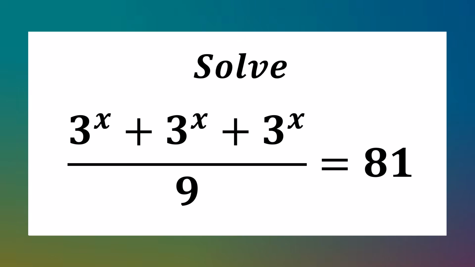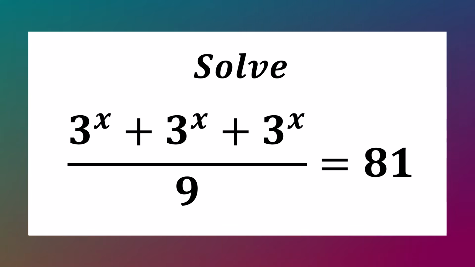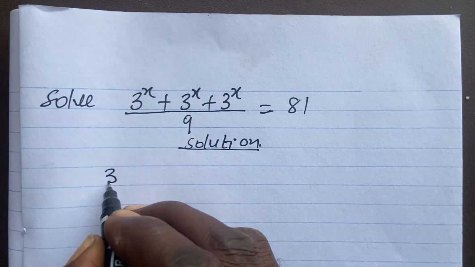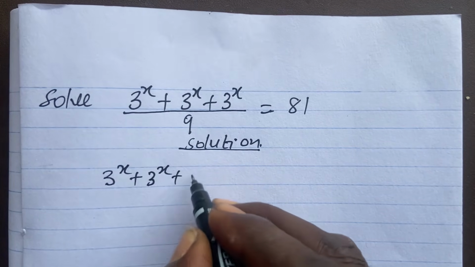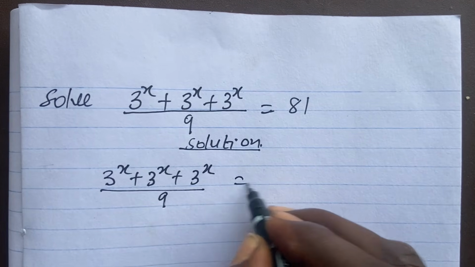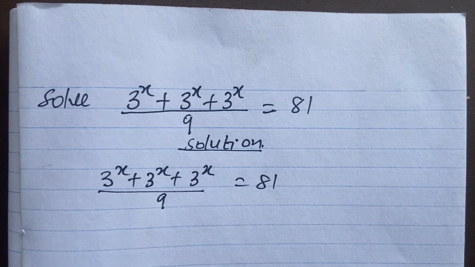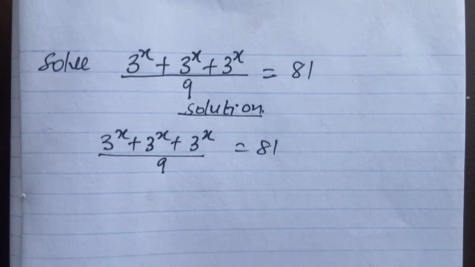Solve 3 to the power x plus 3 to the power x plus 3 to the power x all on 9 equals 81. Let's look at the solution. So given 3 to the power x plus 3 to the power x plus 3 to the power x all on 9 equals 81, we want to find x. So how do you find x in this equation?